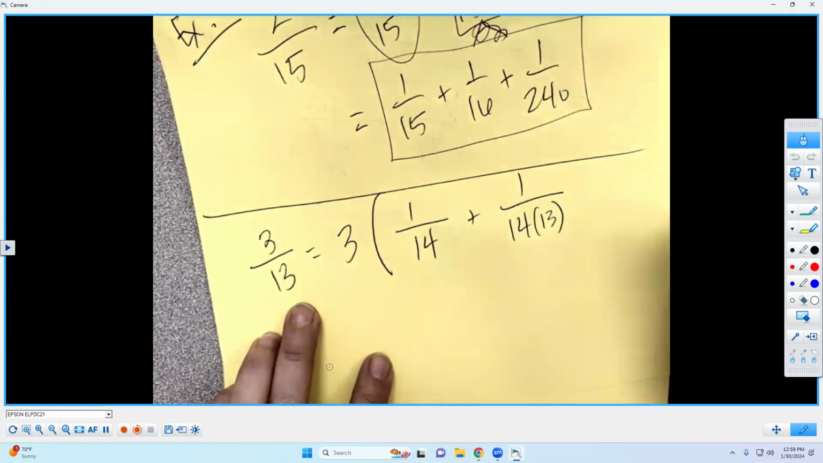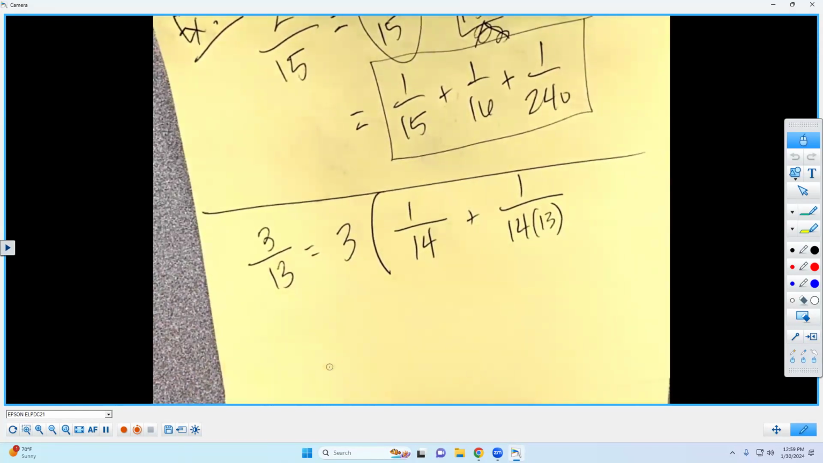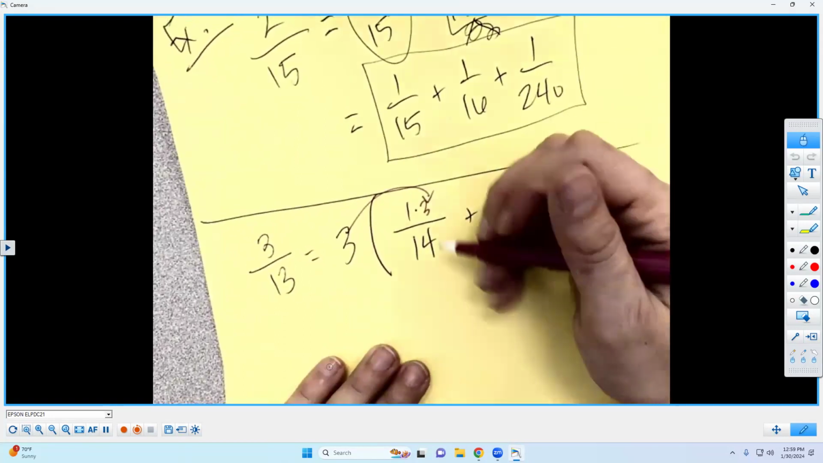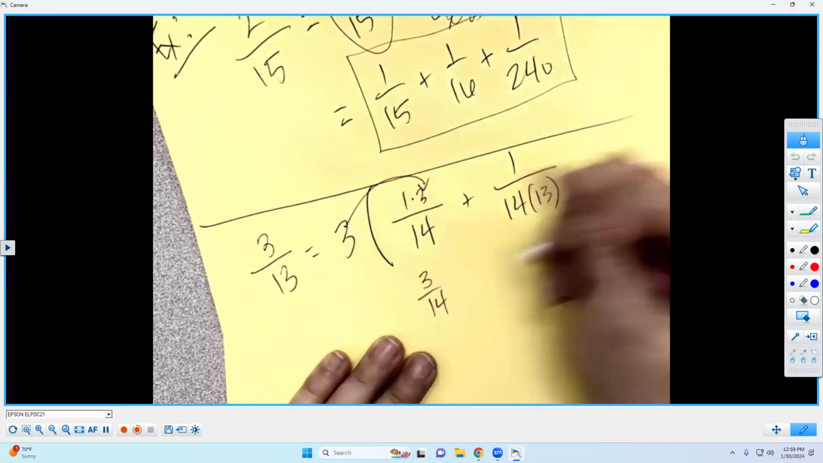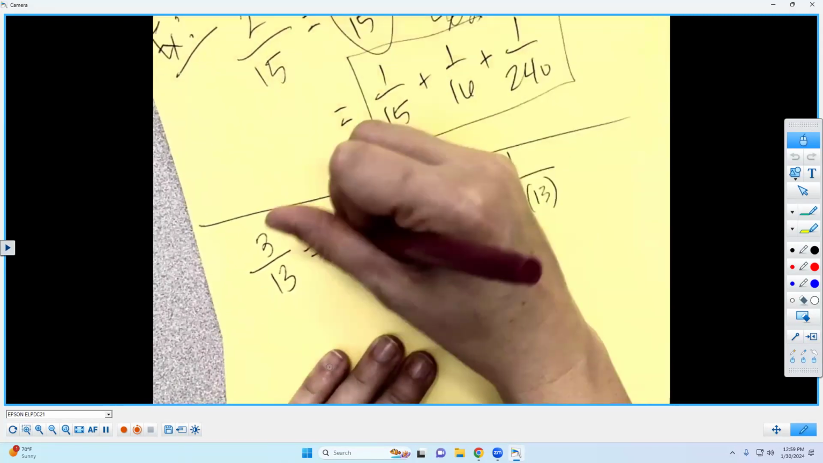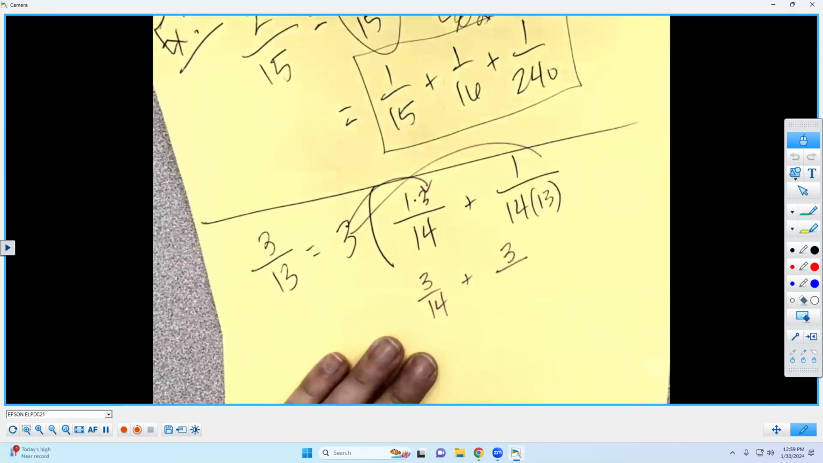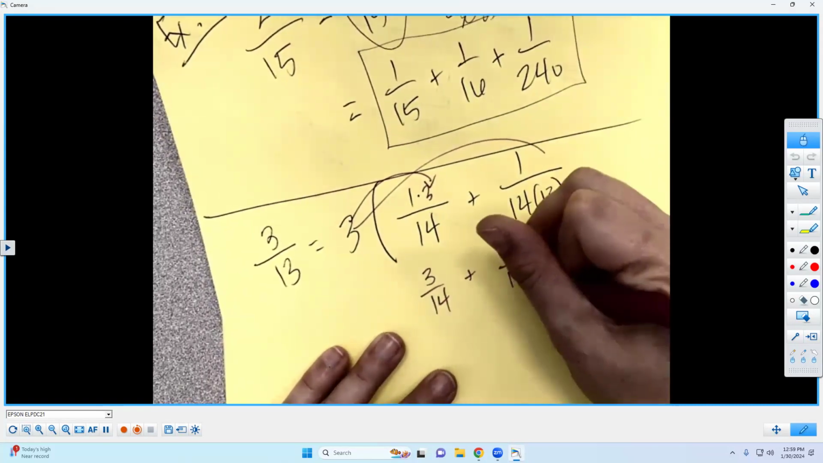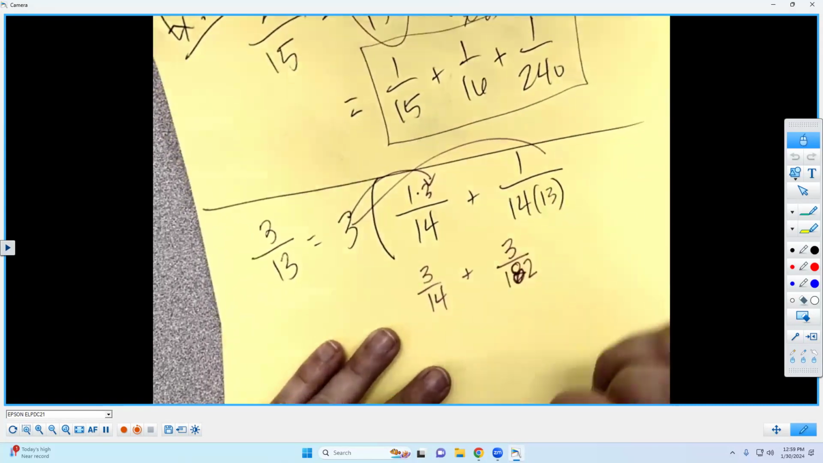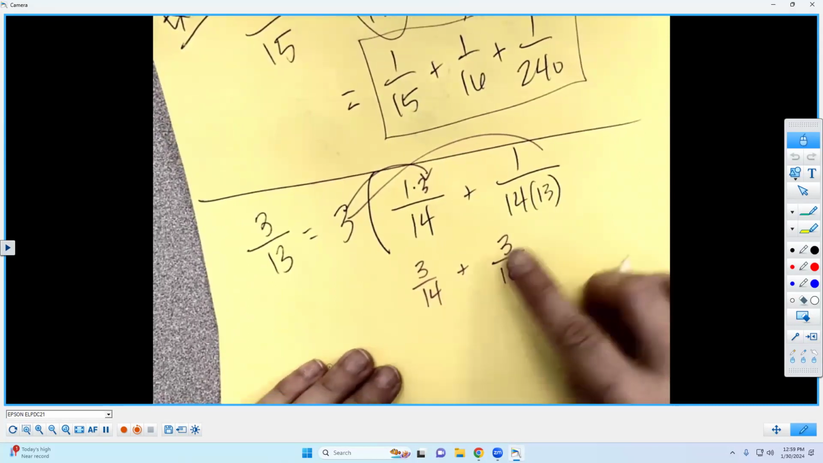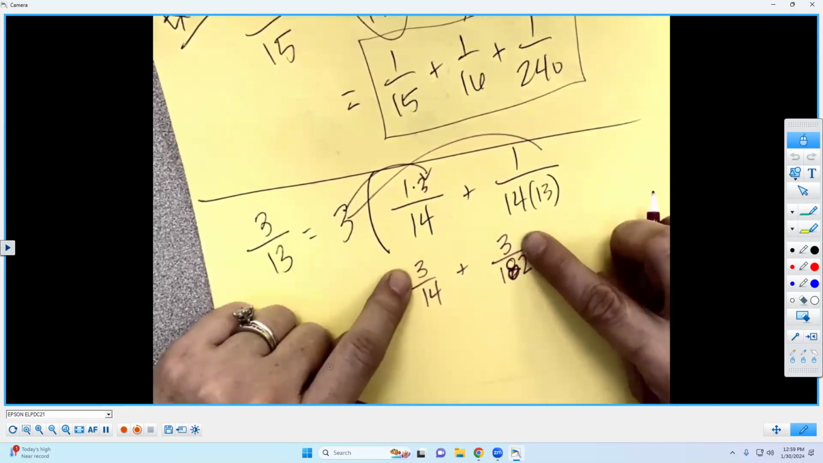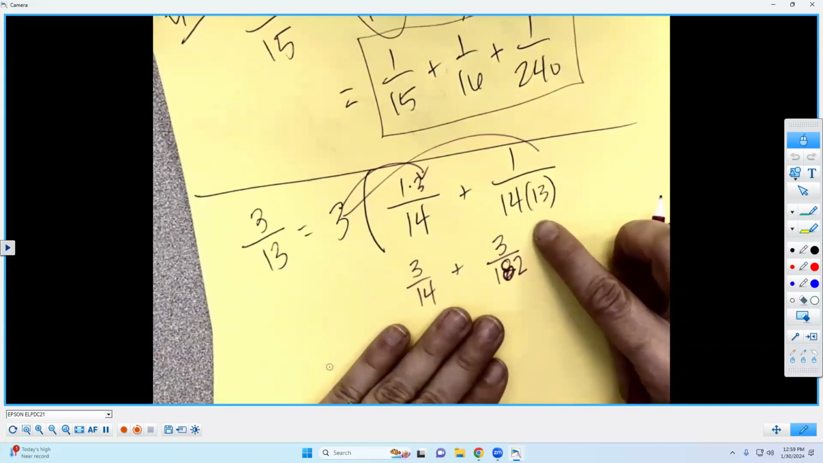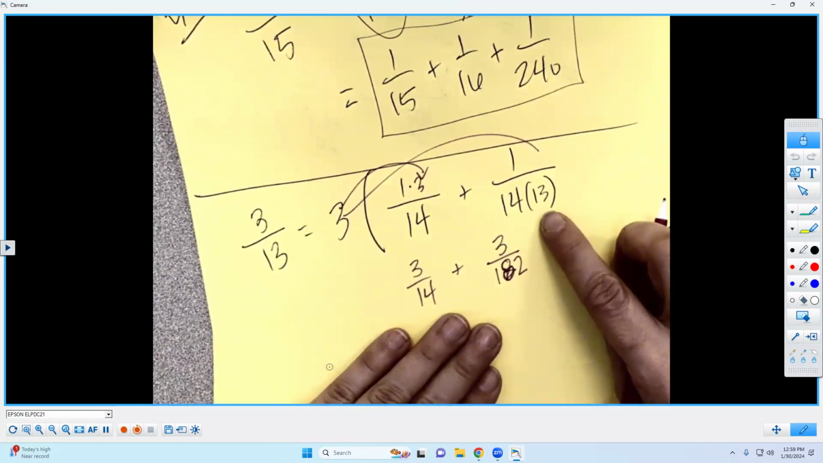Everybody tracking? Now when I distribute the 3, I put a 3 on top here. Does that reduce? You get 3/14. And here, when you distribute the 3, you get 3 over whatever 14 times 13 is: 182. Technically this is 2 fractions, yes, but the end goal is to get a 1 on top. Do I have a 1 on top? So this would not be the correct answer here.